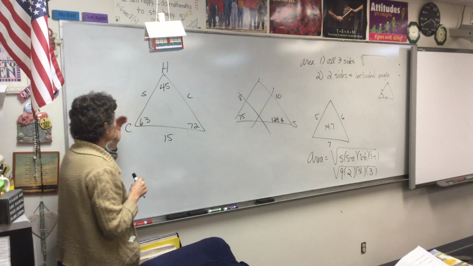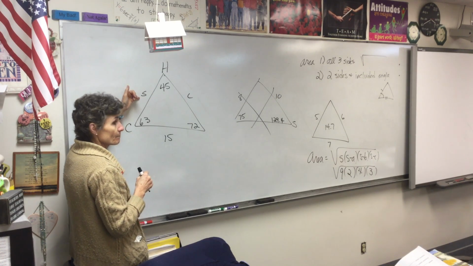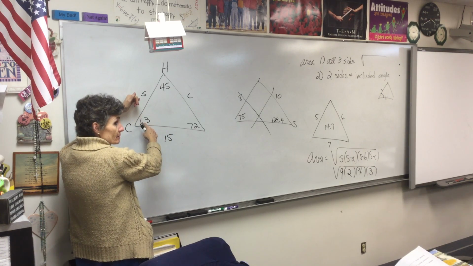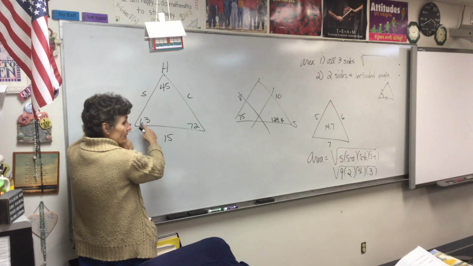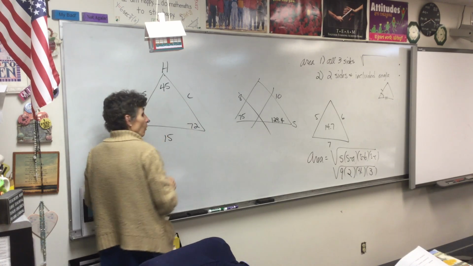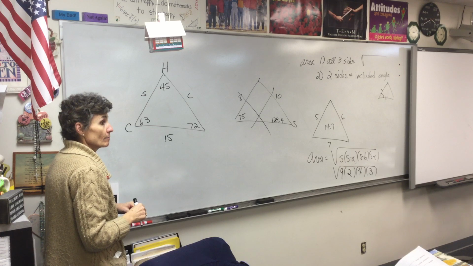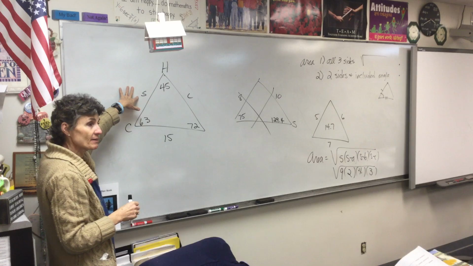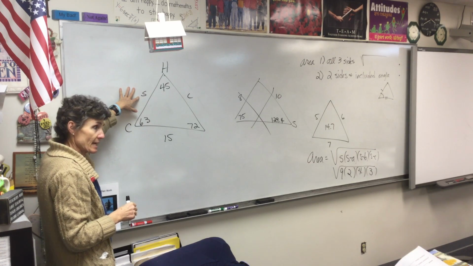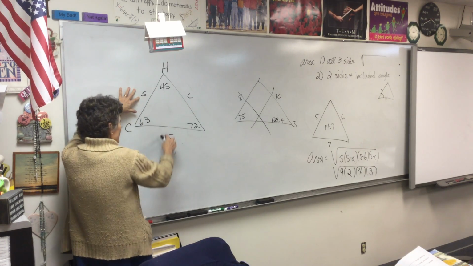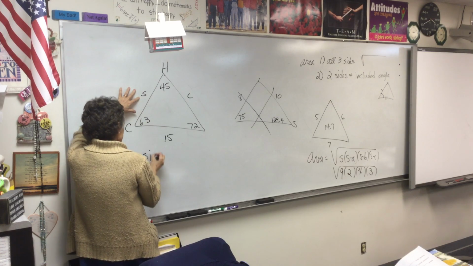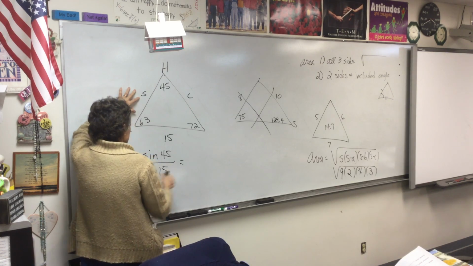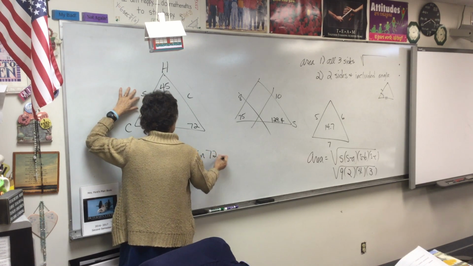If I knew this side, I could say 1/2 side, side, sine. I need two sides and the included angle. Let's just say I want this side. Can I find that side? Yes, I can, using the law of sines. So sine 45 over 15 equals sine 72 over S.